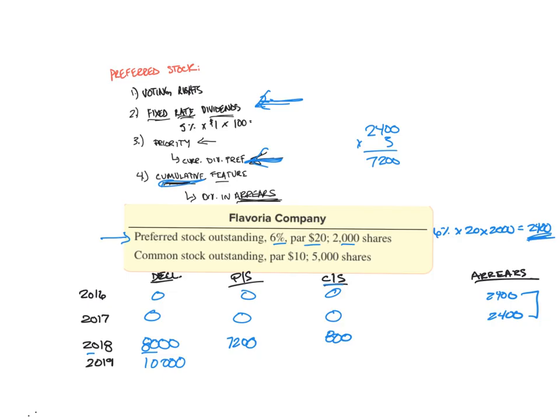In 2019, $10,000 in dividends are declared, and again, preferred stock has this fixed rate of 2,400. So preferred stock is going to get 2,400, and then common stock will get the remainder of 7,600. Keep in mind, these dividends in arrears only exist if we have the cumulative feature for preferred stock. If there's no cumulative feature, then we don't have dividends in arrears. And also keep in mind that we don't actually journalize those dividends in arrears, but we do track them so that we know how much is required to be paid to preferred stock before common stock.